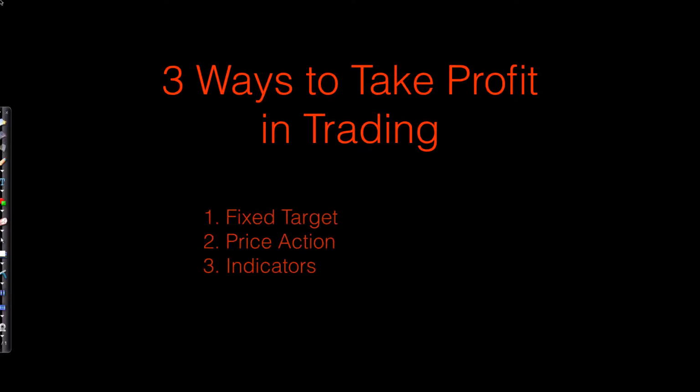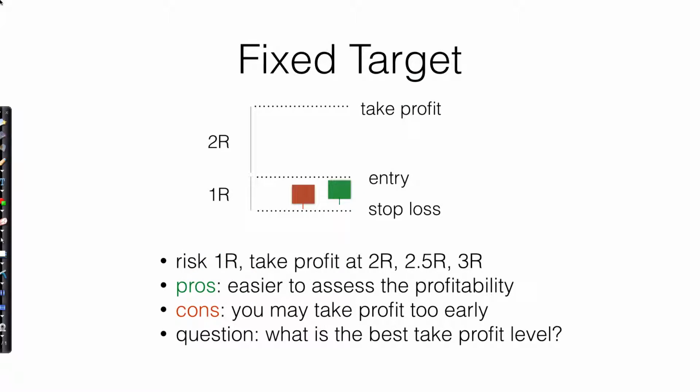But where to take profit is not as easy, because where to take profit is more discretionary, I would say. There are many ways to do that, and today I want to review 3 of them. You can see here we will discuss these 3: fixed target, price action based, and indicator based. So let's start with the first one. Fixed target.